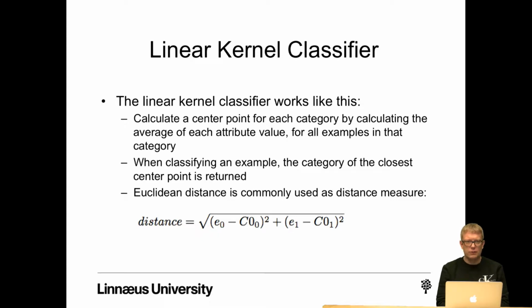So we use Pythagoras' theorem to calculate the Euclidean distance by first taking the first attribute of the example minus the first attribute of the center point and squaring it, plus the second attribute of the example minus the second attribute of the center point and squaring it, and then taking the square root. Then we get the distance between the example and each center point, and we see which center point is closest to the example.